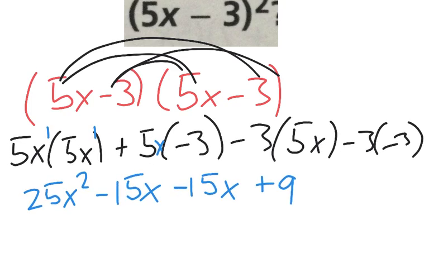Now, do I have any like terms? Negative 15x and negative 15x. If I combine those, that is negative 30x.